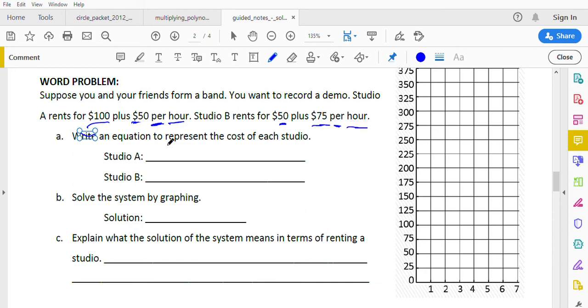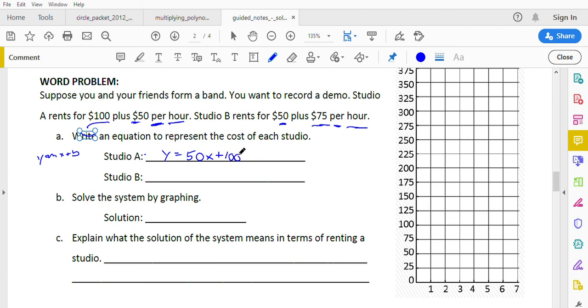So Studio A, all right, so let's write an equation. y is equal to, well, what was your rate, right? So it's mx plus b, right? So y and x are going to stay y and x. m is your rate, and b is your flat fee, right? Because it's your rate because it's multiplied times x. So that's going to be $50 times the number of hours, so 1 hour, 2 hour, 3 hour, 4 hour, plus $100 in a flat fee.